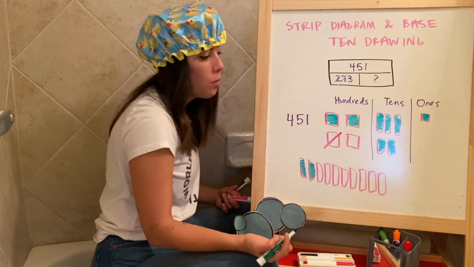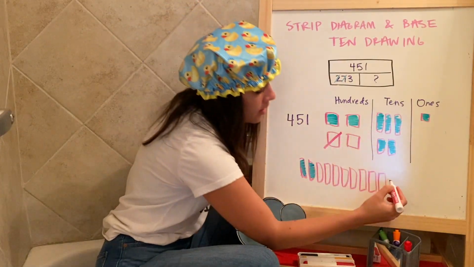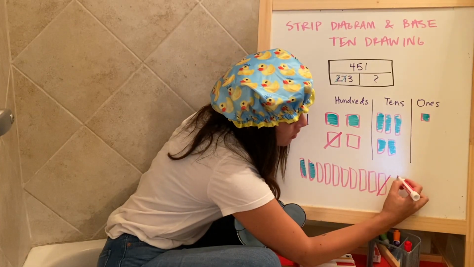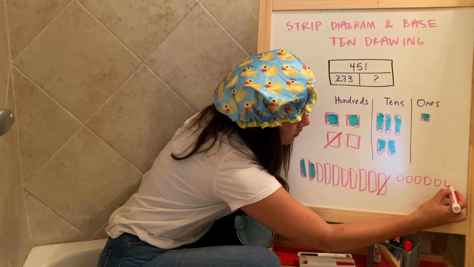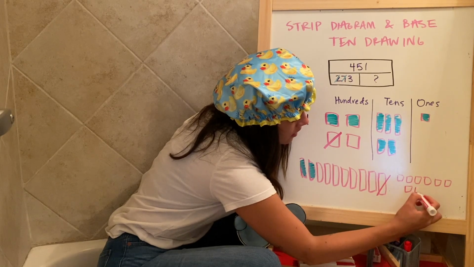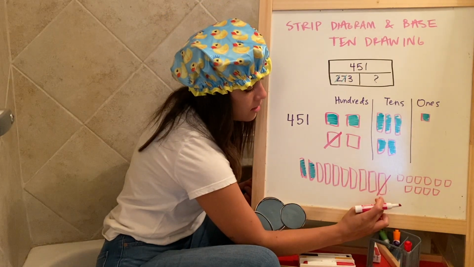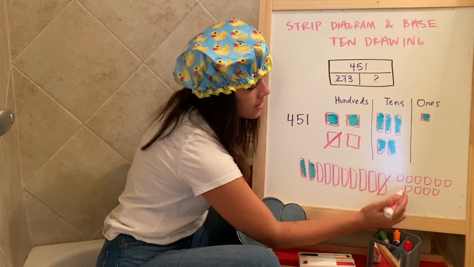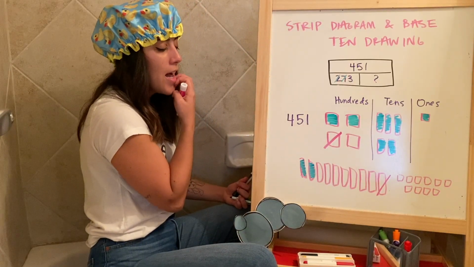I only have 1 here, so I need to break down a 10 block into ones. I'm going to break this one down. 1, 2, 3, 4, 5, 6, 7, 8, 9, 10. I took a block of 10 and made it into 10 ones, right? I have 10 ones that would equal out to one of these.